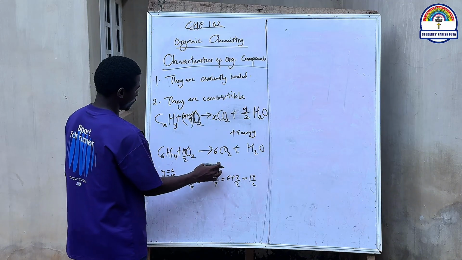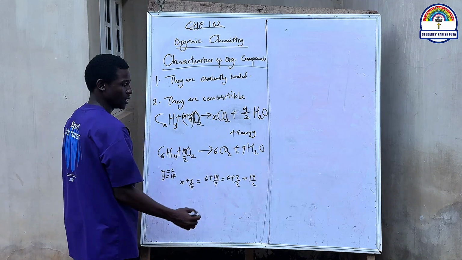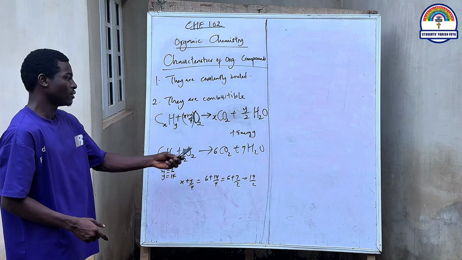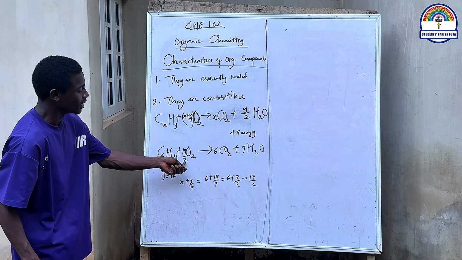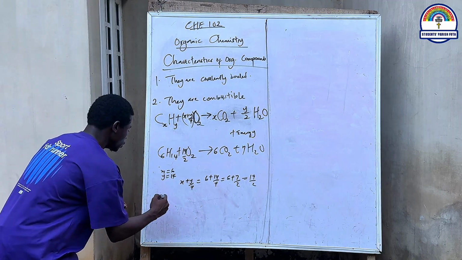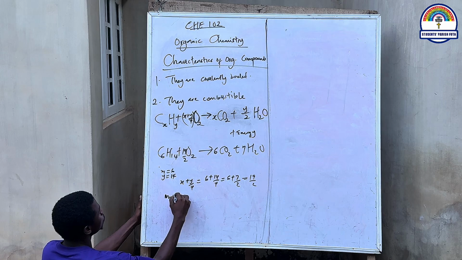Then what would be here? Y over 2, that is 14 divided by 2, which is 7. Are we there? So is it balanced? For you to know if it is balanced, since you have a fraction, multiply through by 2.